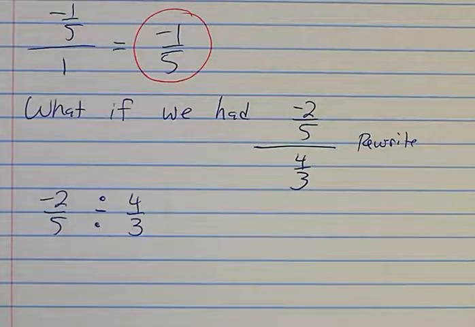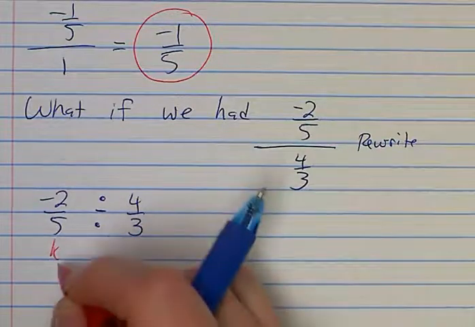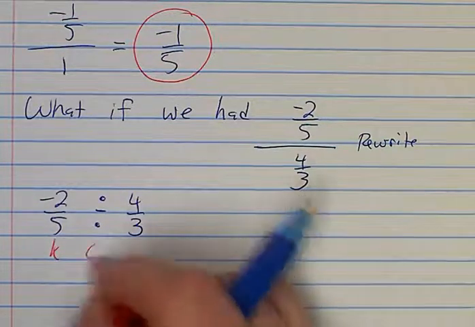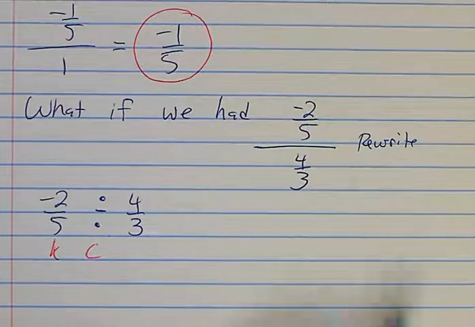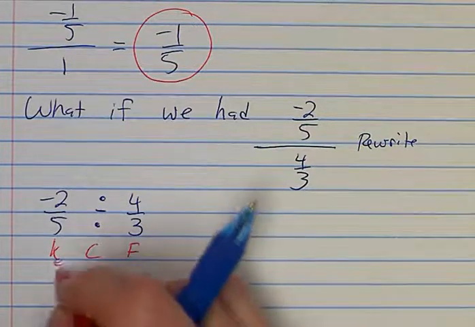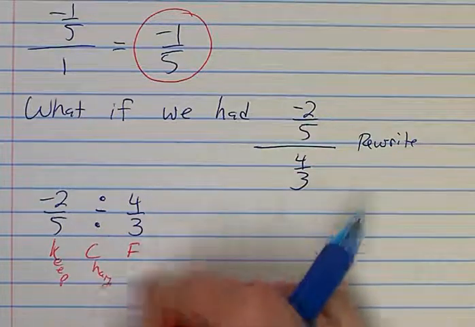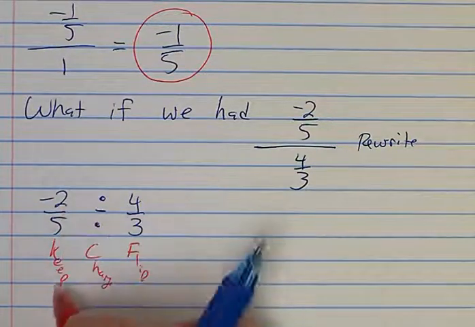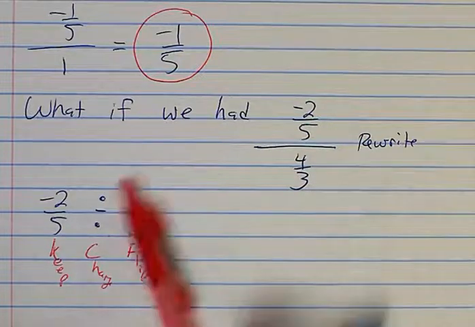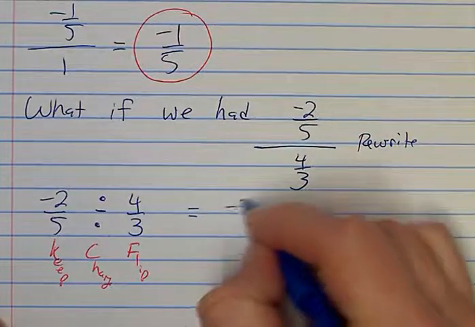All right, now does anybody remember how to change a division problem to multiplication? That's where you want to keep this first fraction the same, change that division to multiplication, and then flip that one, right? So keep, change, flip. Yeah, go keep, change, flip here. So first fraction you keep it, division you change it to multiplication, and you flip it upside down on the second problem.